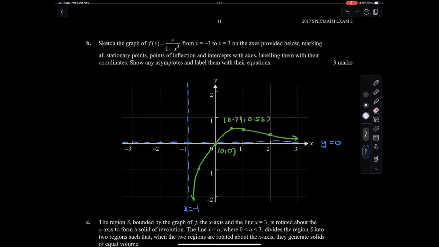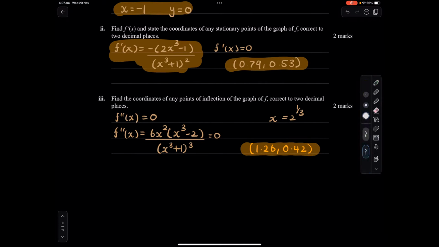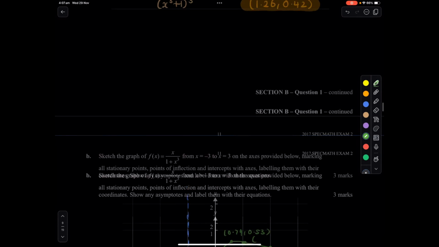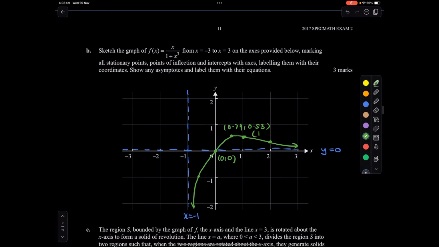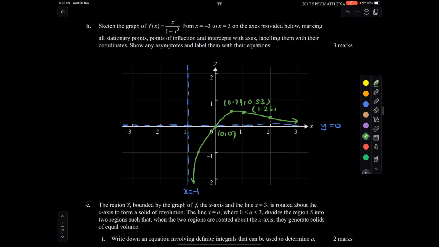We're also going to have a point of inflection over here. So let's label that. The point of inflection is 1.26, 0.42. So have we done everything? We've marked the stationary points, points of inflection, and intercepts, and labelled them with their coordinates. Yeah, we've pretty much done everything.